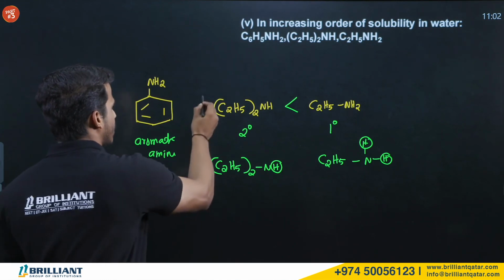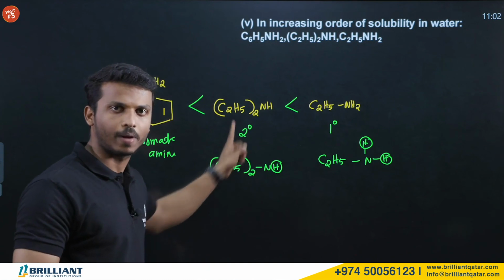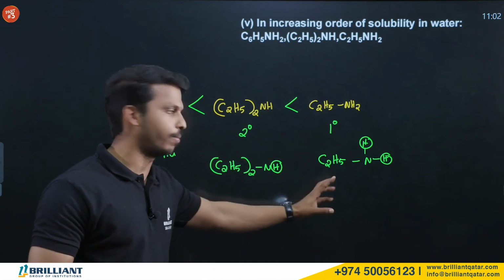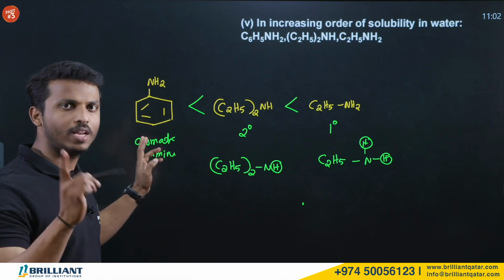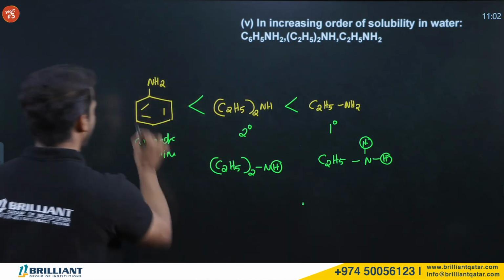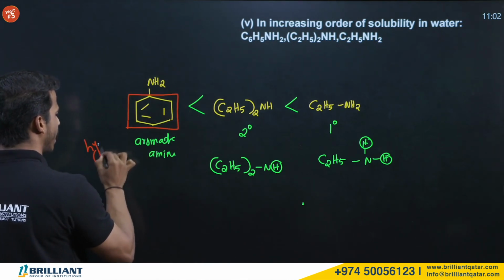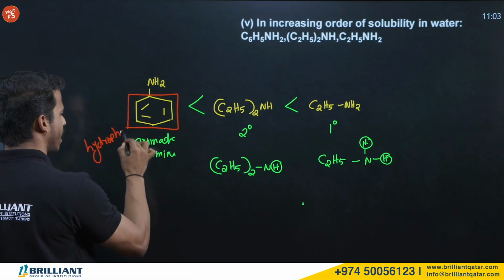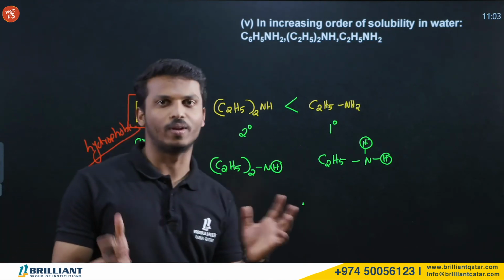So I can say just in the same order, dear student. Why? This is a primary amine, this is a secondary amine. Primary has greater solubility because it can make more hydrogen bonding. Aromatic amine solubility we already discussed before. Do you remember? An aromatic amine has a phenyl ring, which is called the hydrophobic part. Hydrophobic in the sense that it does not dissolve in water.